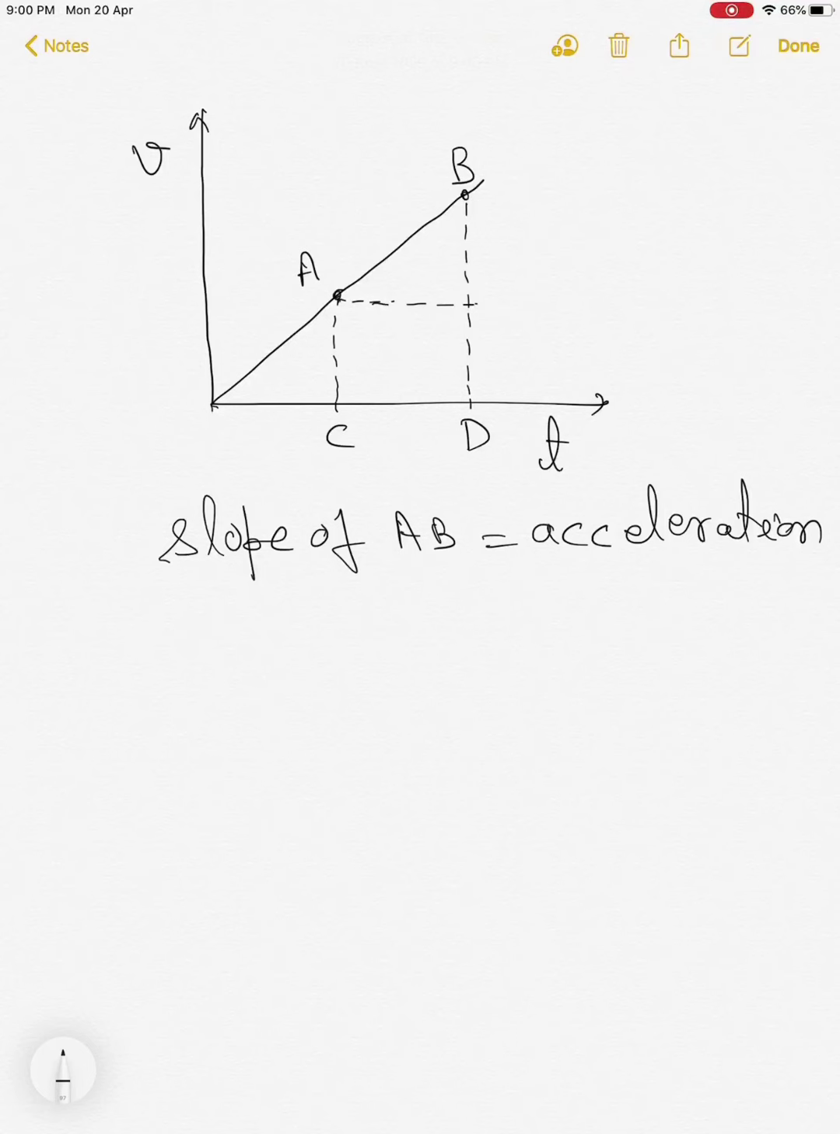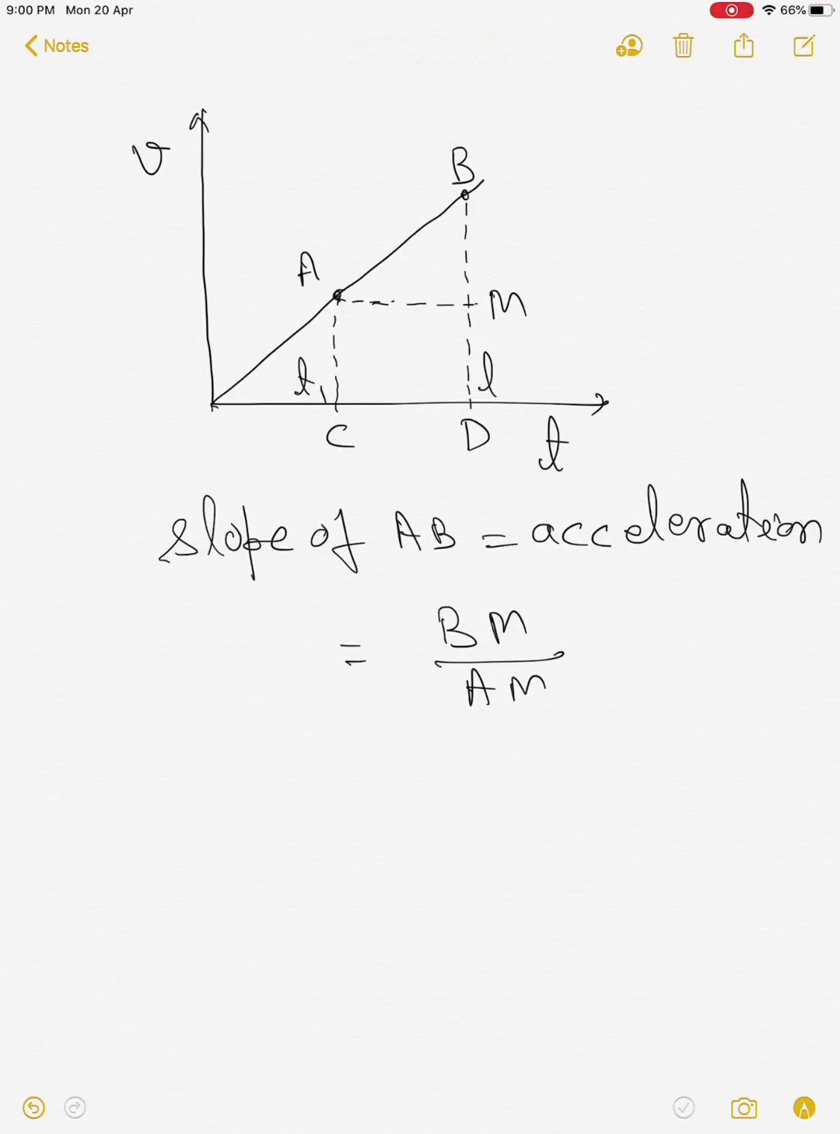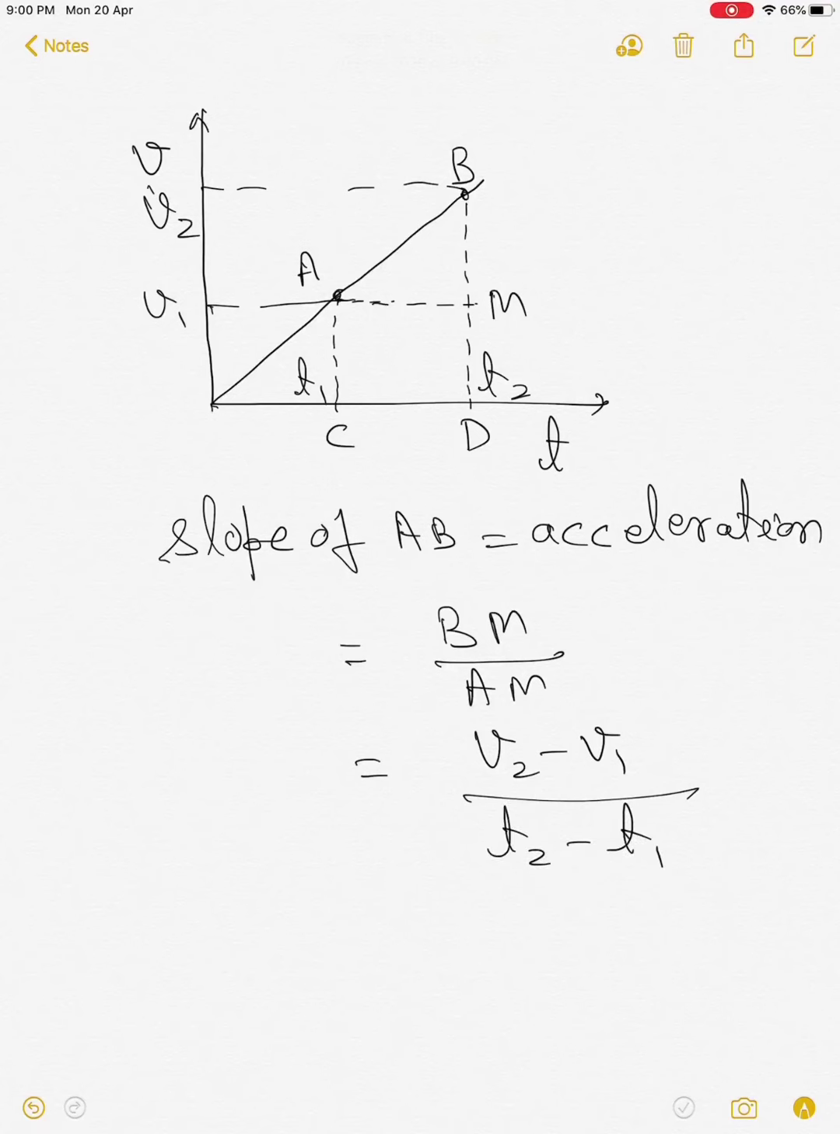The slope is equal to BM upon AM. It is at T1, T2, and it is V2 and V1. It will be V2 minus V1 upon T2 minus T1.